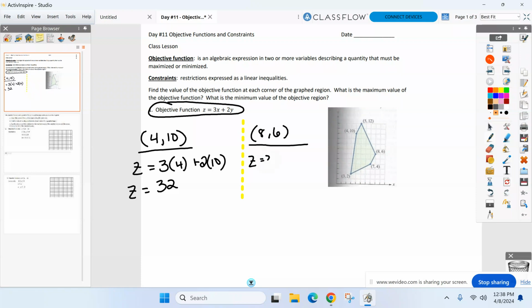Z equals 3 times 8 plus 2 times 6. We're looking at 24 and 12, 36. All right, I don't need to hold your hand anymore. You guys can go ahead and check the other 3.